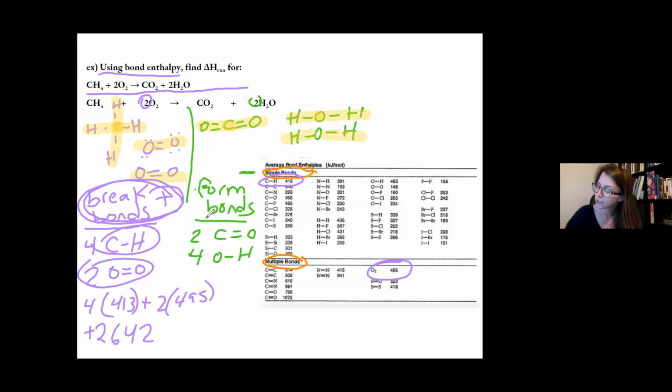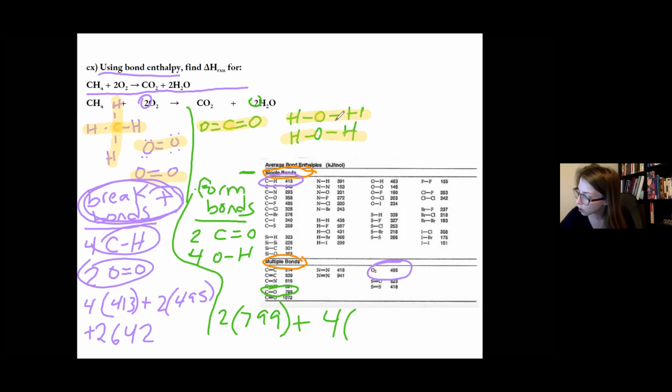Doing the same thing with the bonds I am forming. We're going to do 2 times the C double bonded to O value of 799, and 4 times the O single bonded to H, 463. 2 times 799 plus 4 times 463 gets me 3,450. These are always on the right-hand side, the products, I'm always forming those bonds. It's always exothermic, so that gets me a negative sign.